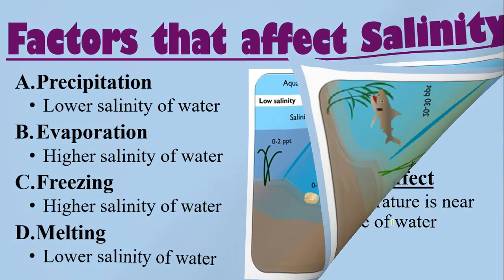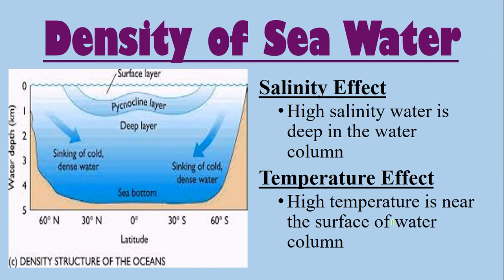Now, the density of seawater, I kind of alluded to it. The salinity effect: high salinity water is deep in the water column because it is more dense. The more salt in the water, the more dense the water. The less salt, the less dense, so it's going to float towards the top. Temperature will also affect it. So high temperature water is near the surface while cold is at the bottom, because cold water is more dense than warm water. So cold water will sink, warm water will float.